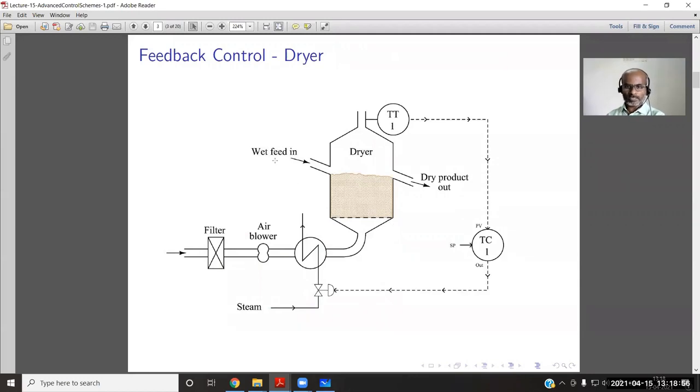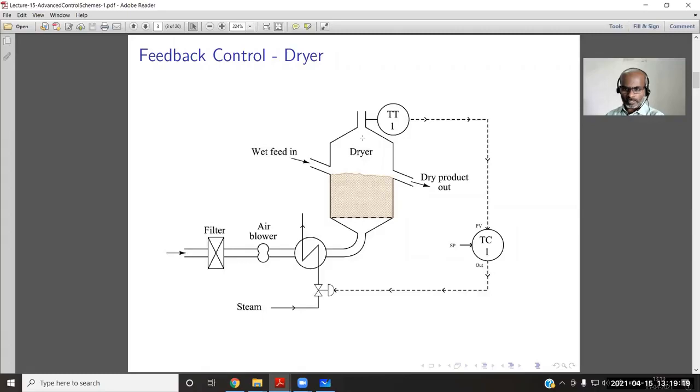This is about feedback control of a dryer. There is a drying process happening. There is a wet material which has to be dried by blowing air, and by measuring the air temperature, we are controlling. We are saying something about the dryness.